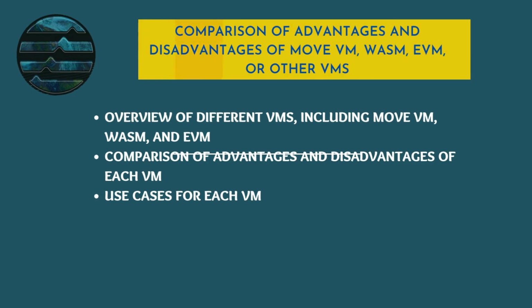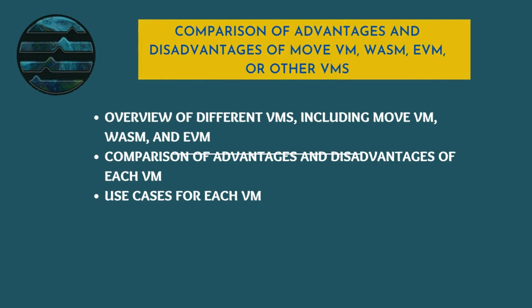Virtual machines are critical components of modern blockchain systems, and provide a secure and reliable execution environment for smart contracts. Firstly, let's take a look at an overview of different VMs. Move VM was developed specifically for the Libra blockchain and is used to execute smart contracts on the network. WebAssembly, WASM, is a portable binary format that is designed to run on the web, but can also be used for blockchain smart contract development.